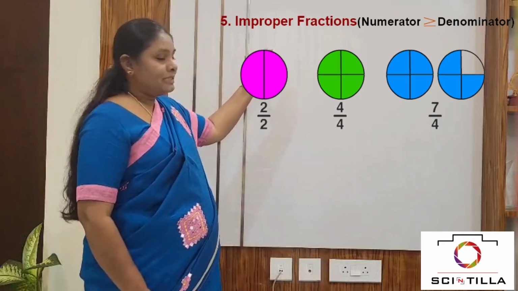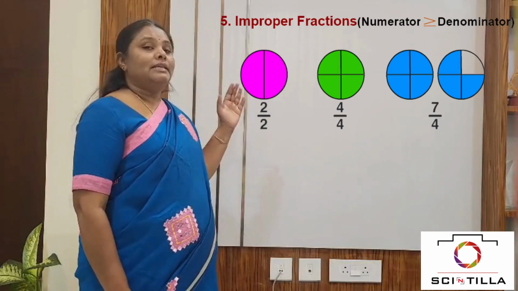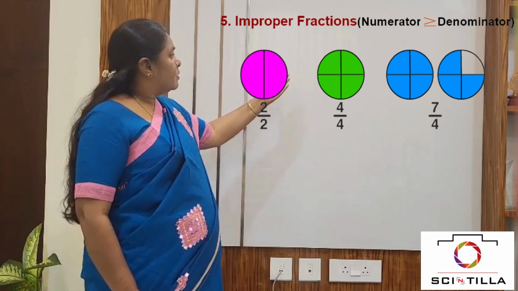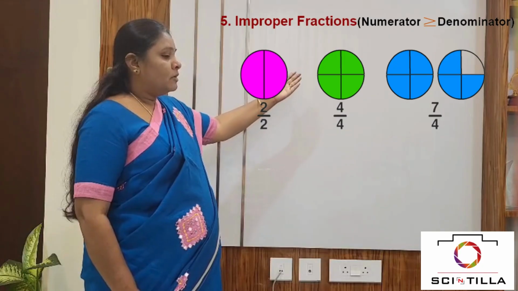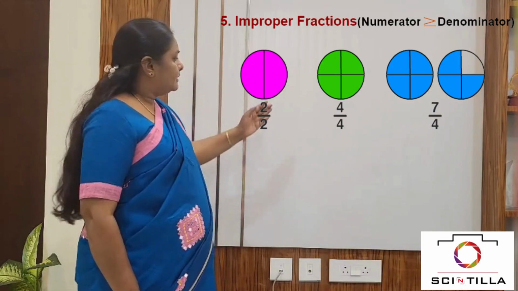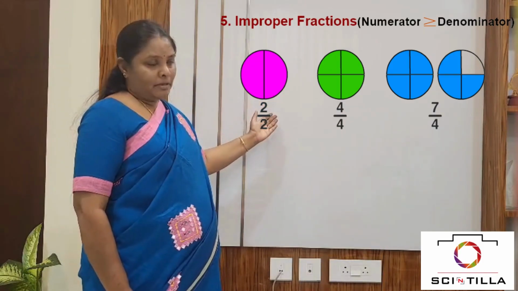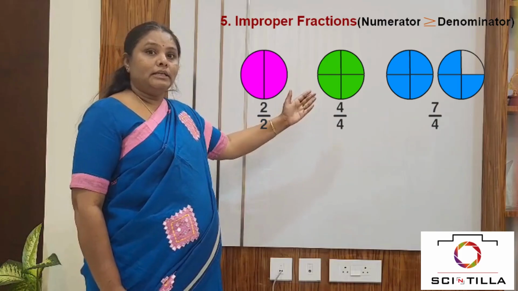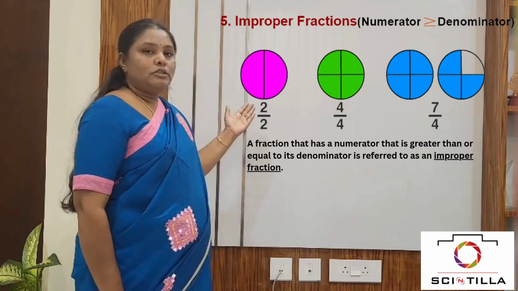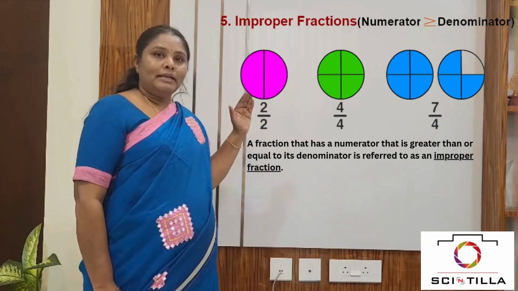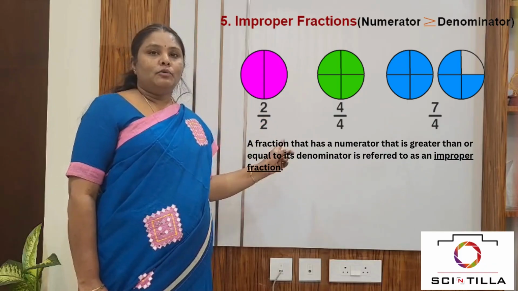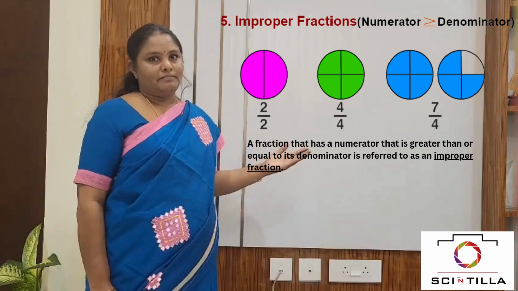The fifth type of fraction is the improper fraction. As the name suggests, it's the opposite of proper fractions. Now look at the given figures. Observe them. What are the fractions written there? 2/2, 4/4 and 7/4. What do you notice here? Either the numerator and denominator are the same or the numerator is bigger than the denominator. It means a fraction whose numerator is bigger than or equal to the denominator. Such fractions are called improper fractions and their value is always 1 or more.